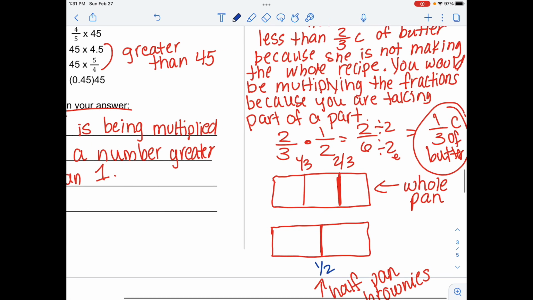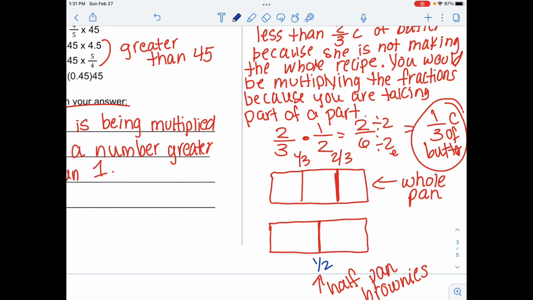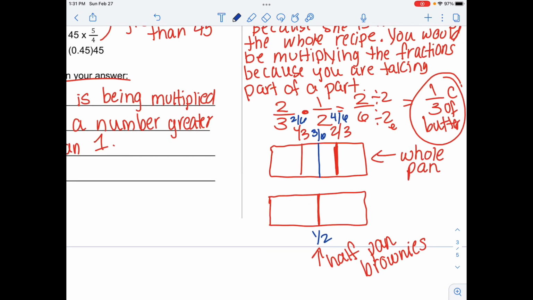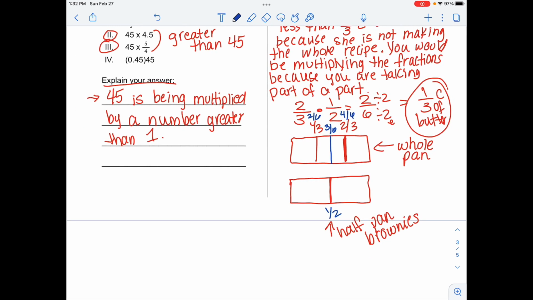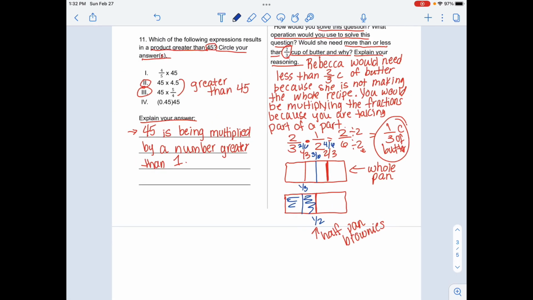So if I know that 2/3 is equivalent to 4/6, 1/2 right here is equivalent to 3/6, 1/3 is equivalent to 2/6. Okay. If she needs to make the half pan of brownies, that means she's only going to need 1/3 of the butter to make the half pan of brownies instead of 2/3 for the whole pan. Okay, if that helps, there's your picture.